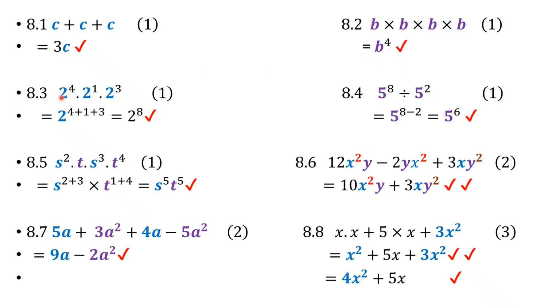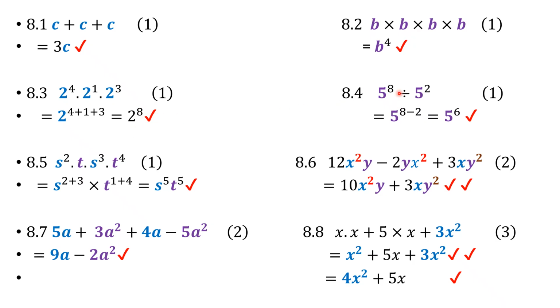8.3, we have 2 to the power 4 times 2 to the power 1 times 2 to the power 3. You can see I've highlighted in blue all my bases, base 2, are the same. So if my bases are the same and I'm multiplying, I can add the exponents, so that becomes 4 plus 1 plus 3. 4 plus 1 gives me 5, 5 plus 3 gives me 8. So that becomes 2 to the power 8.